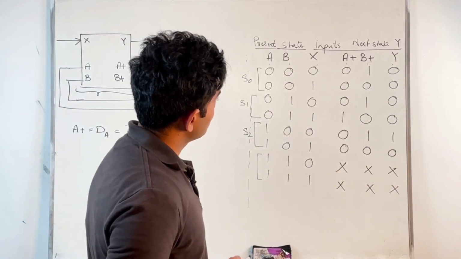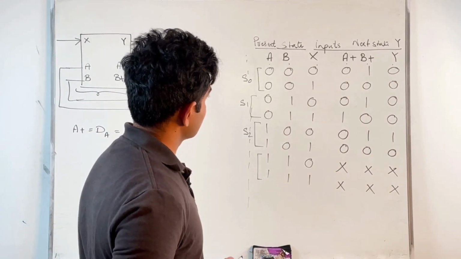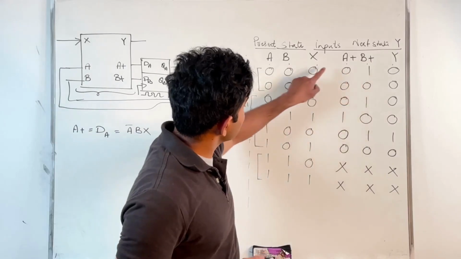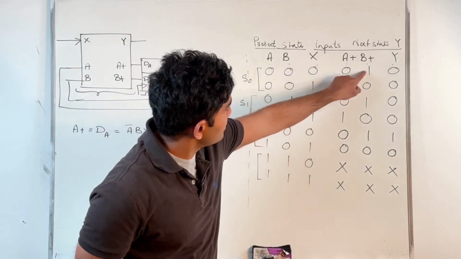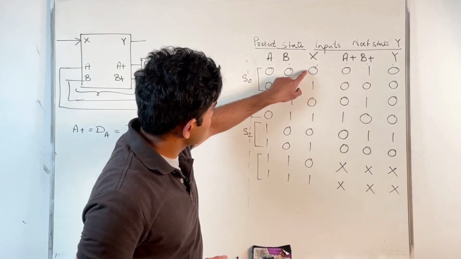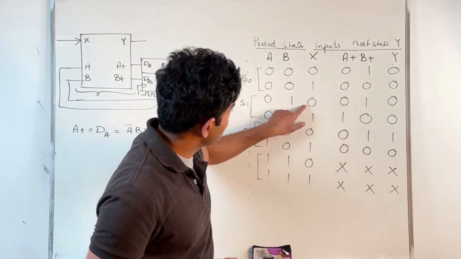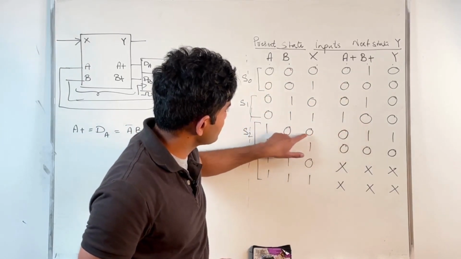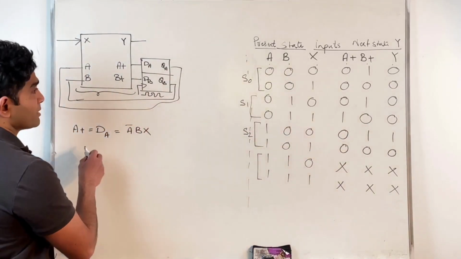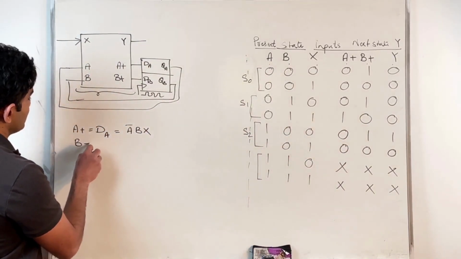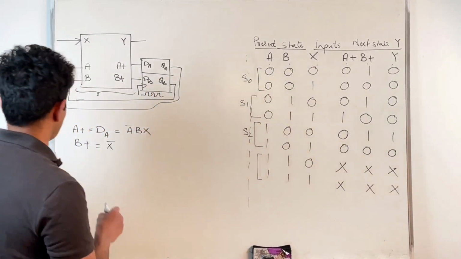So what about B plus? I can see that B plus is X prime, right? When X is 0, B plus is 1; when X is 1, B plus is 0, and so on. So I can say my B plus is simply X prime. And Y.